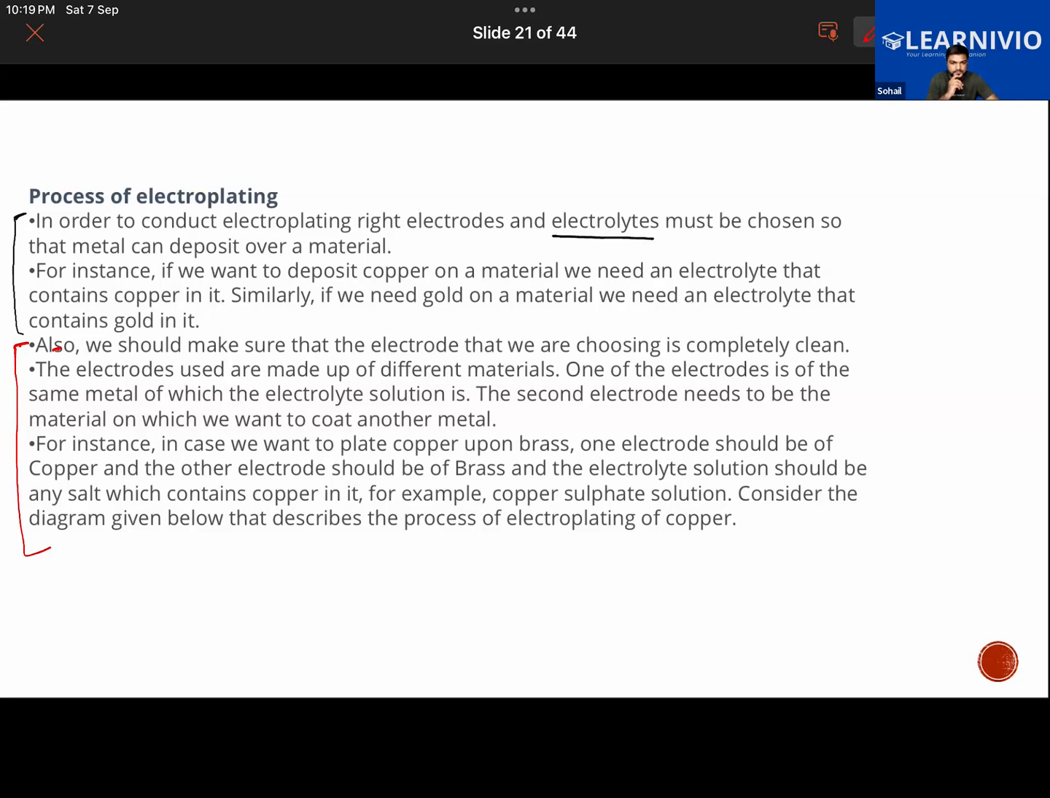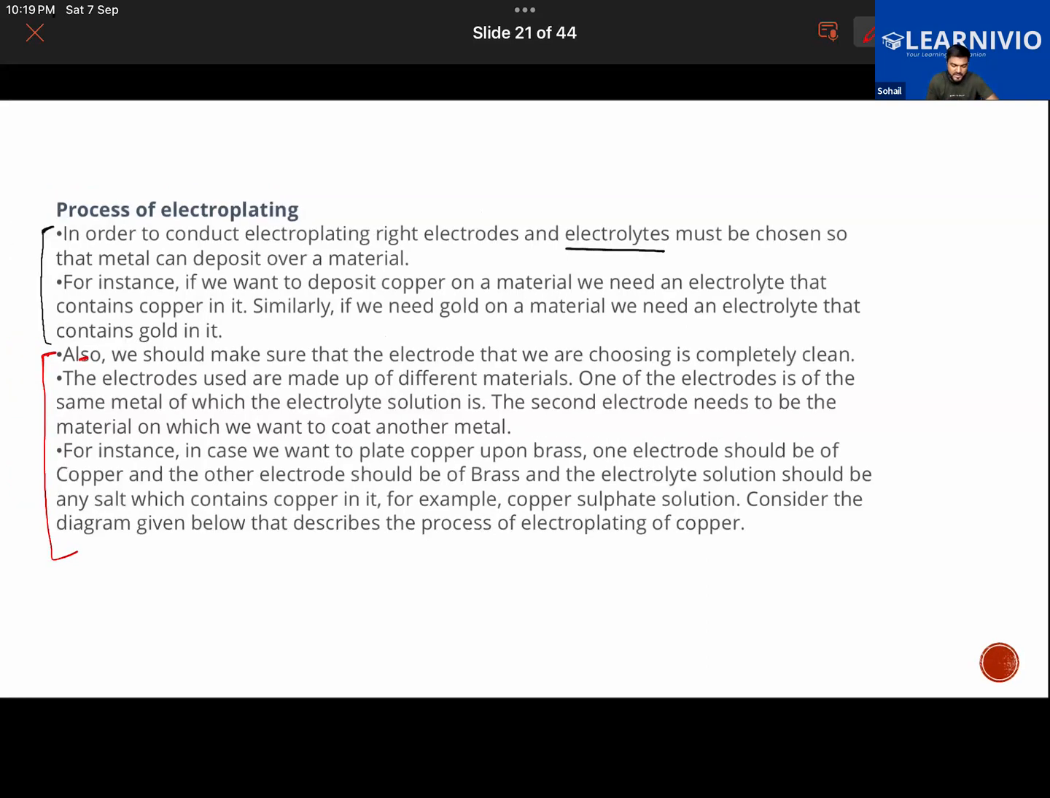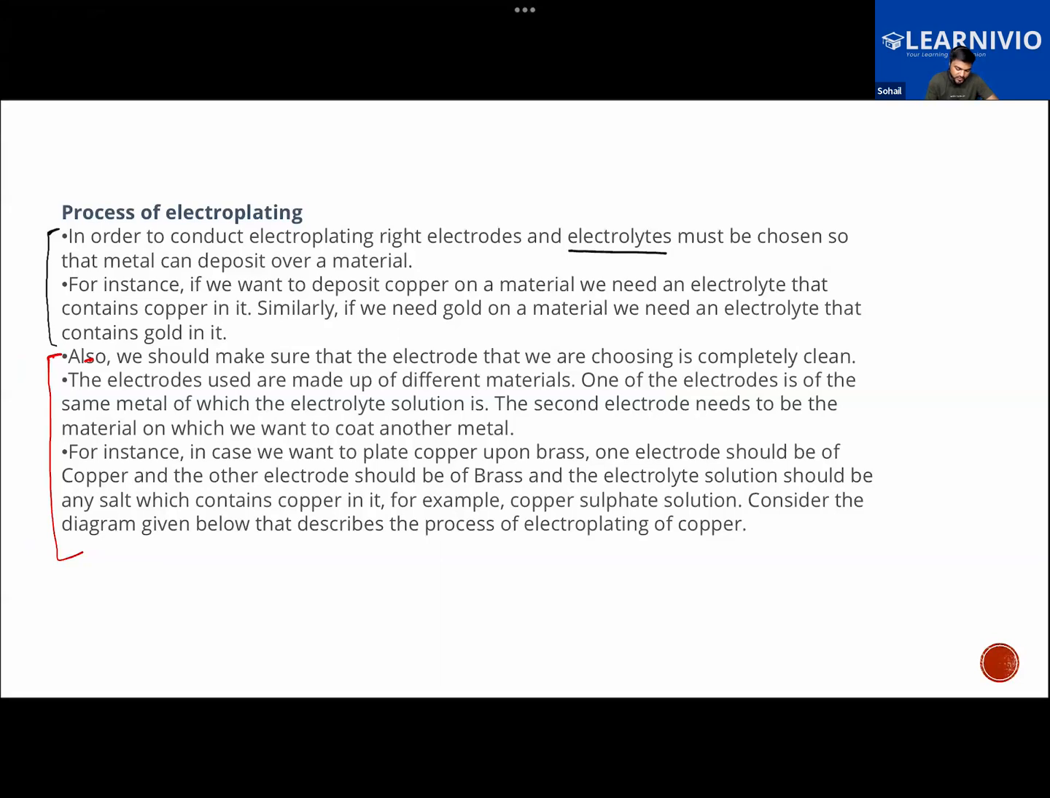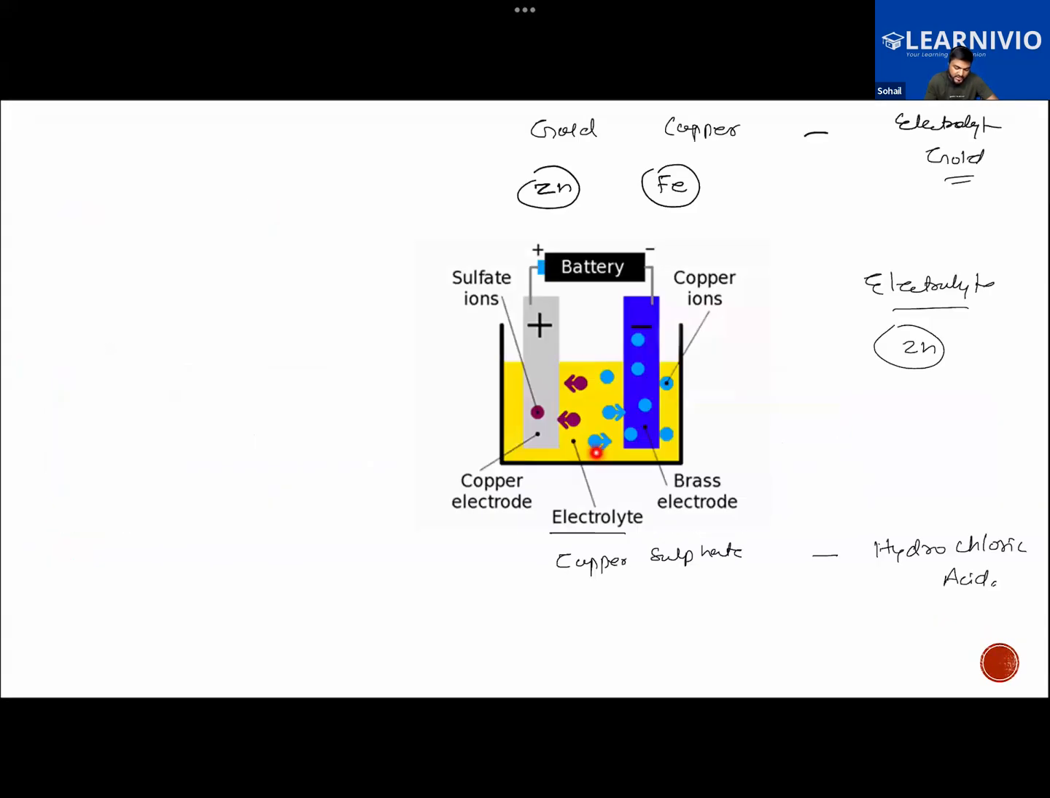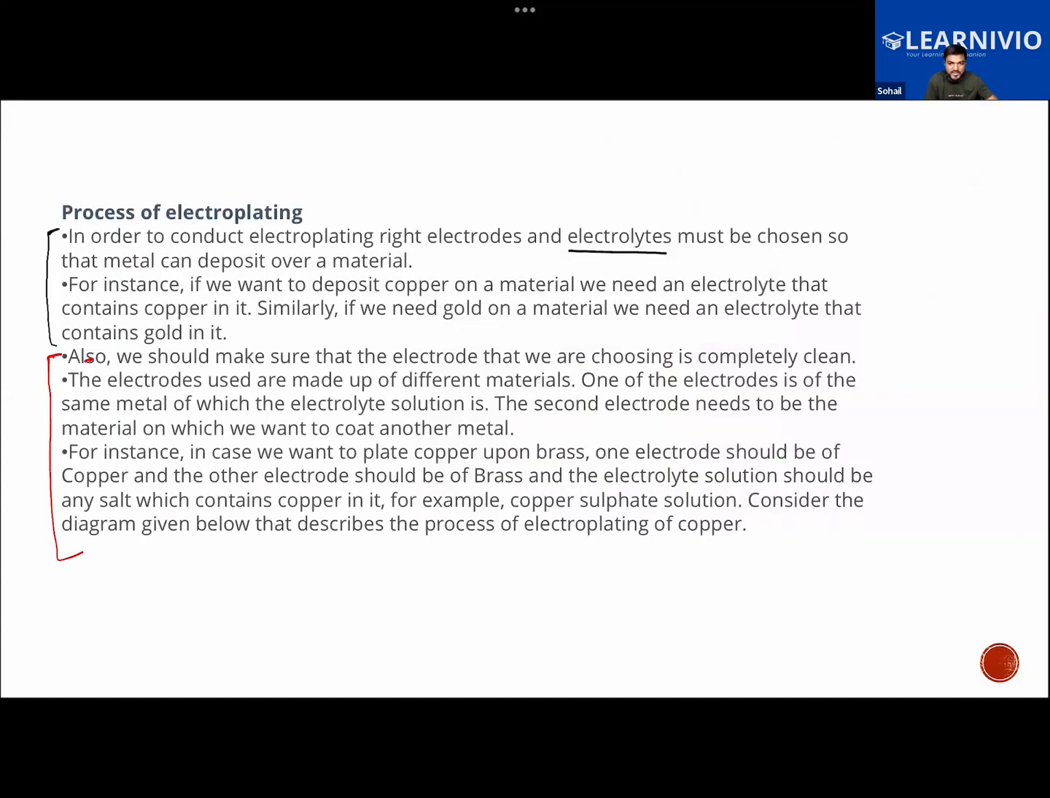So the important thing in this paragraph is that one of the electrodes is of the same metal of which the electrolyte is. Like this one is a copper electrode, and the electrolyte also contains copper in it. But the other electrode should be the material over which electroplating has to be done. That is what is being said in this. The second electrode needs to be the material on which we want to coat another metal. That is the thing. Continue.